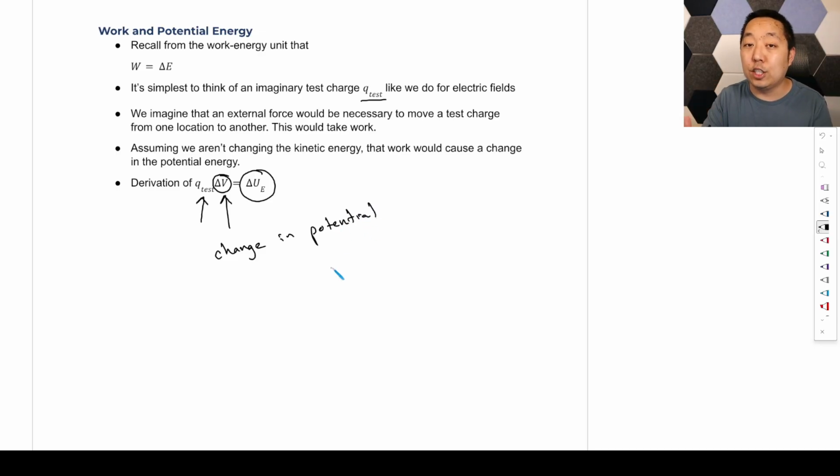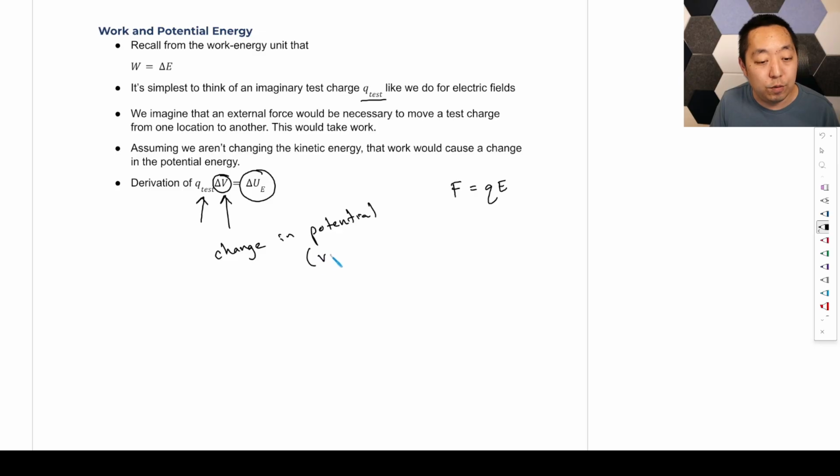Not potential energy. Potential is not the same as potential energy. It's just like the electric field: q times the electric field gave you the force. Here, q times the change in potential gives you the change in the potential energy. Now, think of the potential as having a hypothetical test charge in there to think about that change in energy. So let's go through some examples, and that will help you begin to think about it.